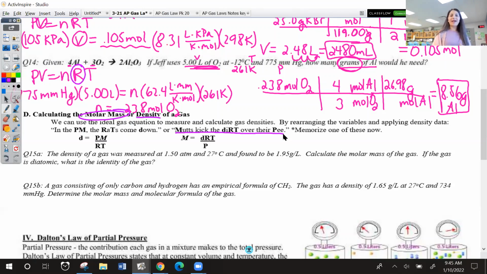Okay. Everybody unmute. And on the count of three, we're going to say mutts kick the dirt over their pee. We're going to say it three times. Ready? One, two, three. Okay, all right, let's do it again. Take two. Ready? Go. Third time. Ready? One, two, three. Go.